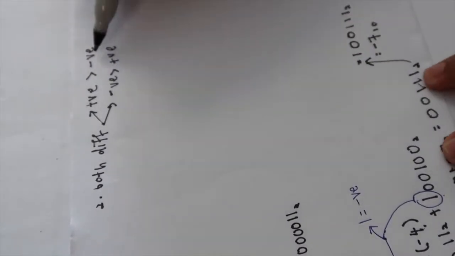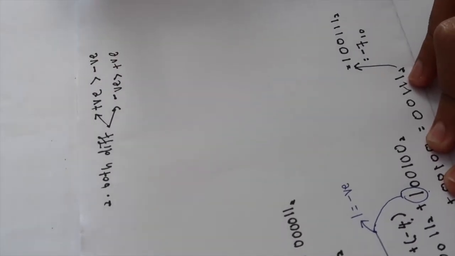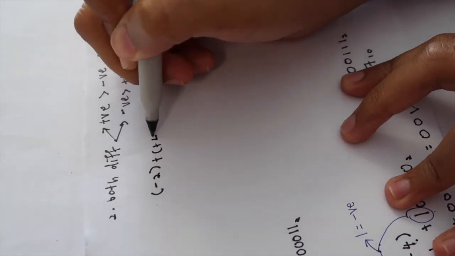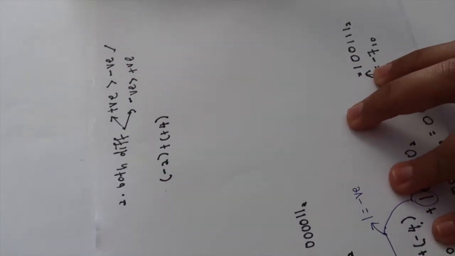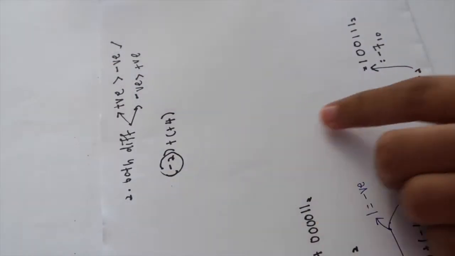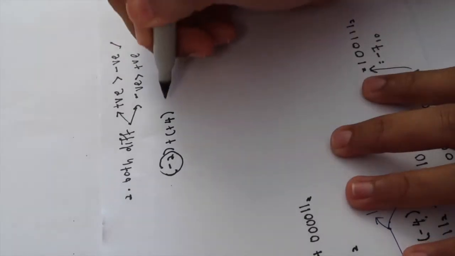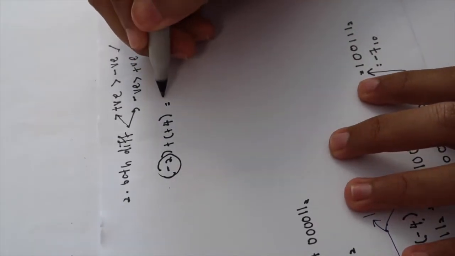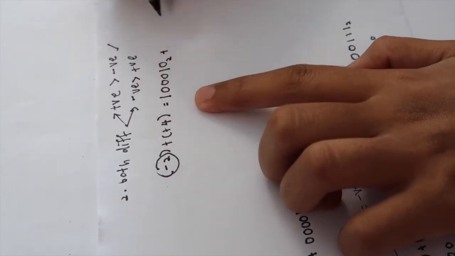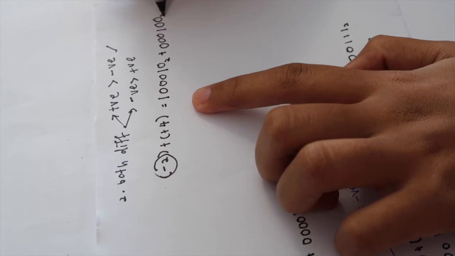If the signs are different, we have two cases. The first case is when the negative number is smaller than the positive number. The second case is when the negative number is greater than the positive number. For the first case, the example is negative 2 plus positive 4. So we have to set the sign of the negative number to positive. This will become 1 for the negative sign and 0, 0, 0, 1, 0 base 2 plus 0, 0, 0, 1, 0, 0 base 2.